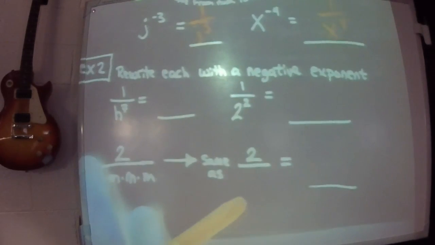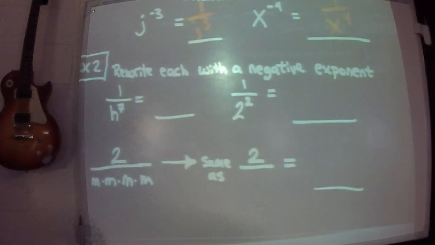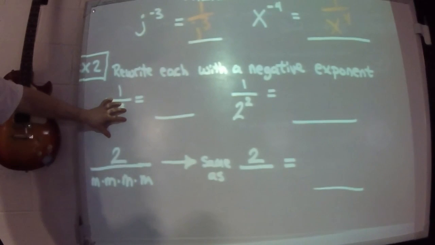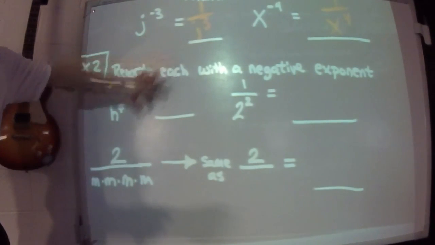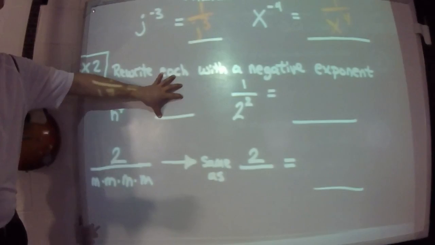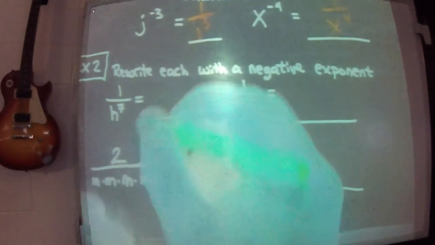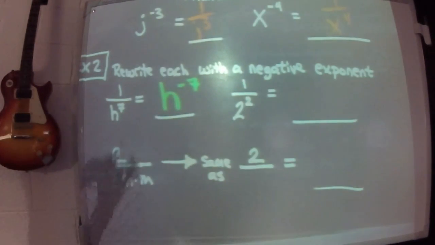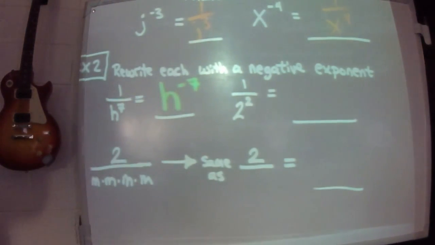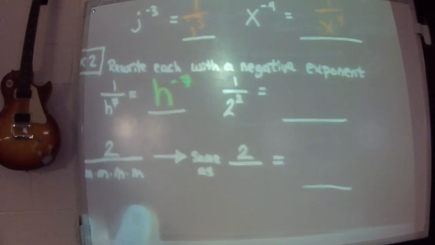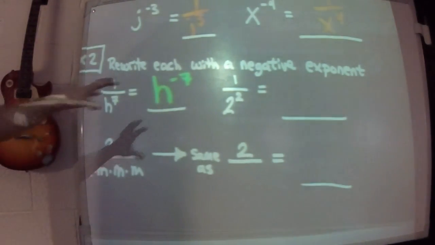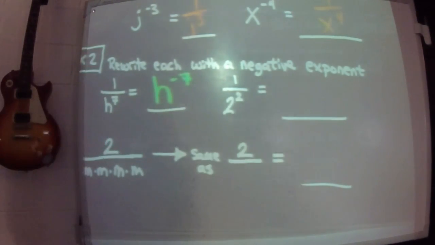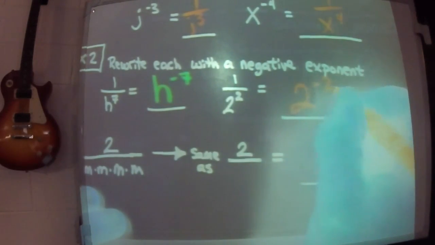Some problems on this objective are going to give you stuff in the denominator, and it's going to say, hey, rewrite this with negative exponents. So it's like it's already down there. Take this h to the 7th, raise it up and make it h to the negative 7. The exact opposite. 1 over h to the 7th, if you raise that h to the 7th up, you make it h to the negative 7. It also works if instead of h's and x's, it was a number, like 1 over 2 squared is the same as 2 to the negative 2.